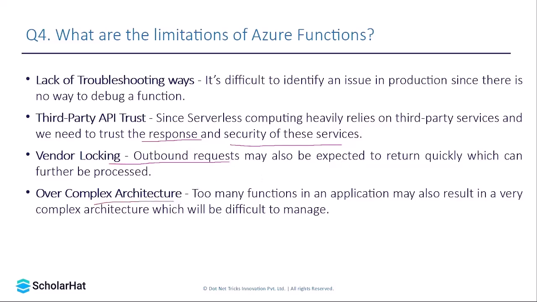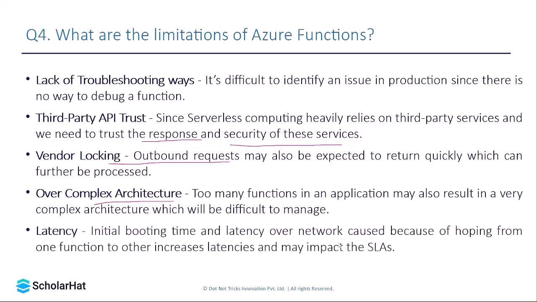And the last limitation of an Azure function could be considered as latency. Since you are using serverless computing, and if you're using the consumption plan, there would be some initial boot up time whenever the first request comes into the Azure function. That might cause some latency. Also, an Azure function can interact with multiple third-party APIs, and if there is some delay in the response of a third-party API, then again we can have some latency that might impact the SLAs. These are some of the limitations of an Azure function.